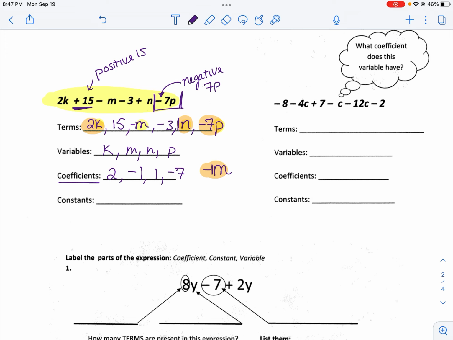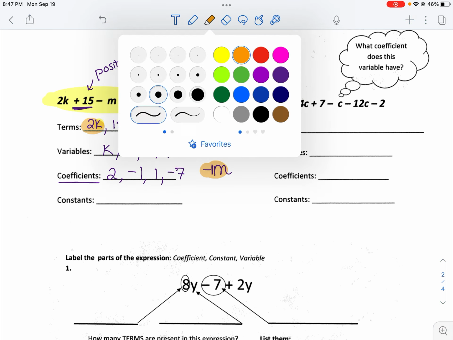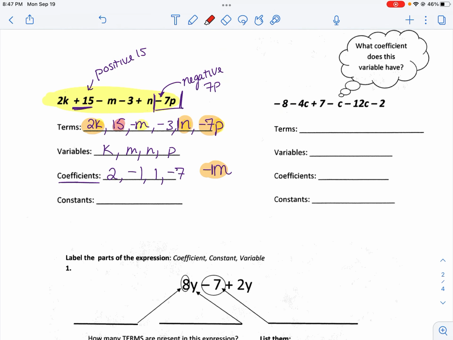And then constants. So the constants are the values, the numbers that have no variables attached. So in this case, we have 15 and negative 3. 15 is a constant, negative 3 is a constant. So that's just identifying, and this is going to help us when we start to solve equations. We have to be able to break down all those pieces.